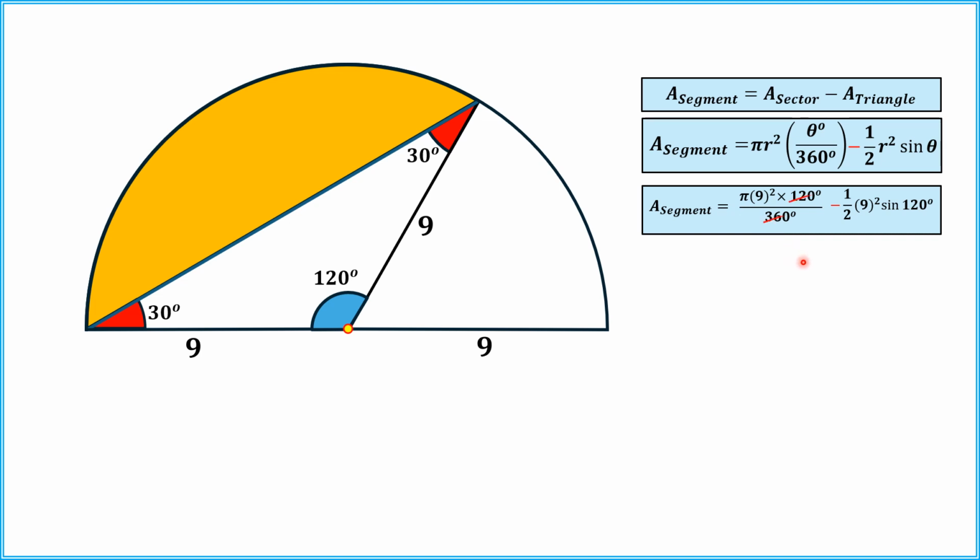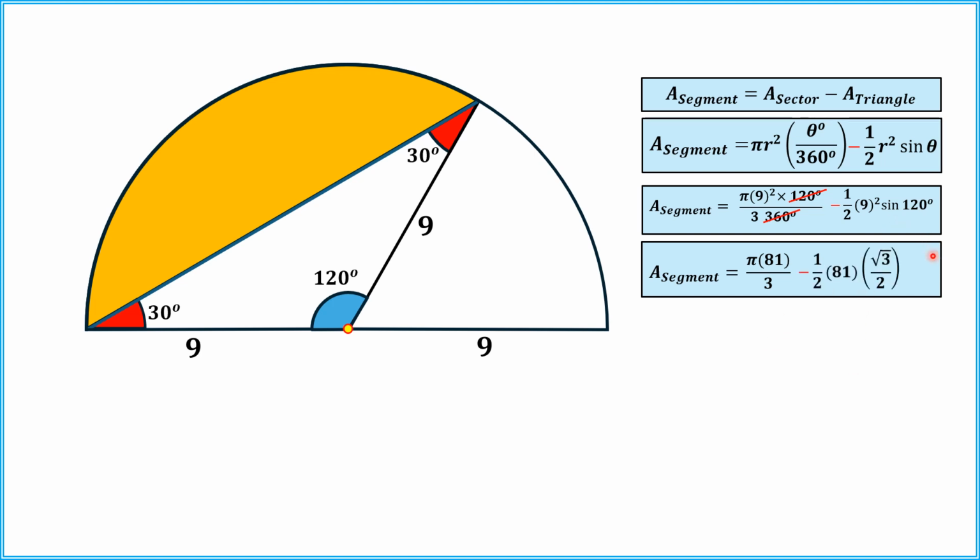9 square is 81. This will cancel out and here we will get 3. 9 square is 81 and this will give us pi times 81 over 3, minus 9 square, which is again 81, and sine 120° is square root of 3 over 2. So this will become 27 pi minus 81 times square root of 3, whole divided by 4.